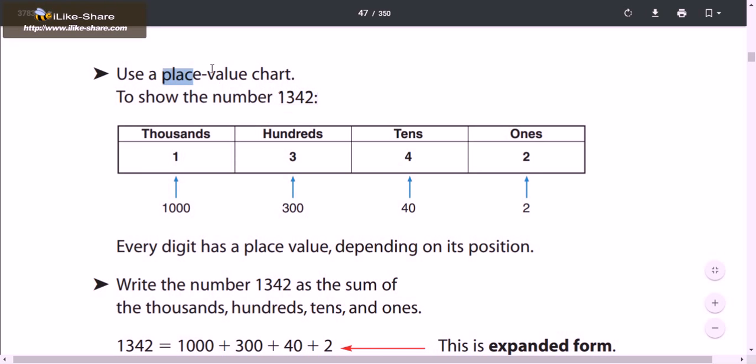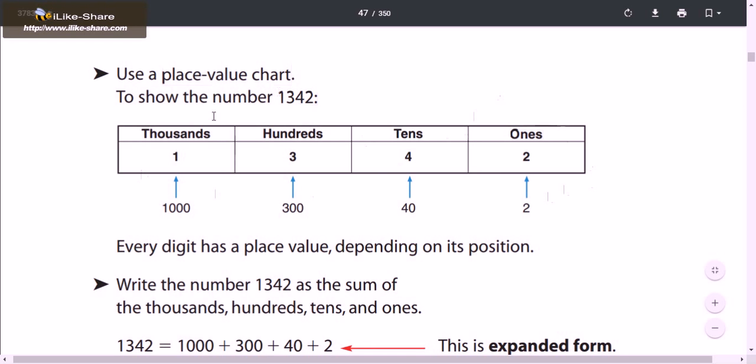Now, the second way we can communicate how to show whole numbers is to use a place value chart. And that's what this is here. This is a place value chart because it lists every single place that we have for numbers. We have a ones column, a tens column, a hundreds column, and a thousands column.